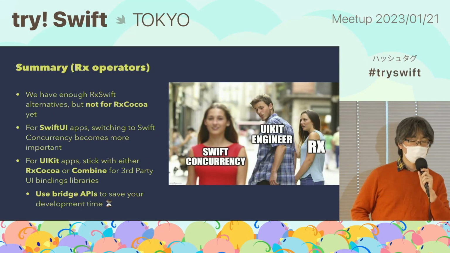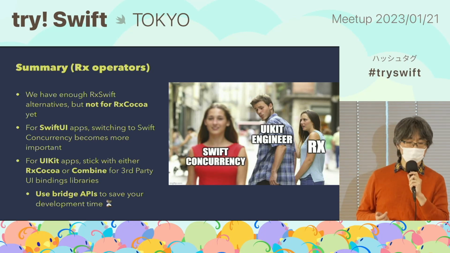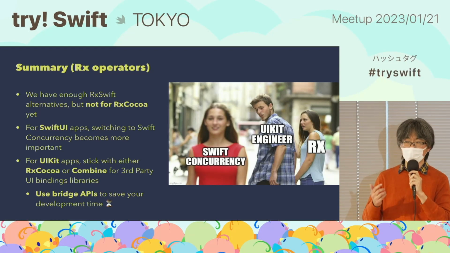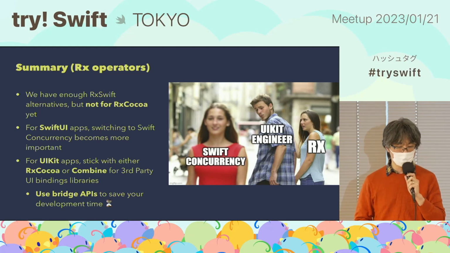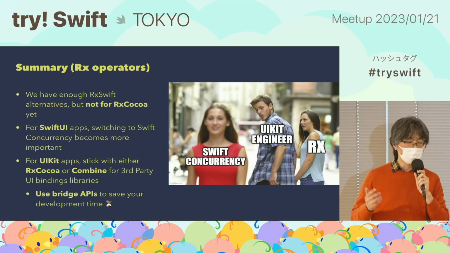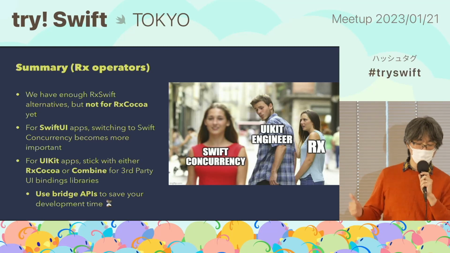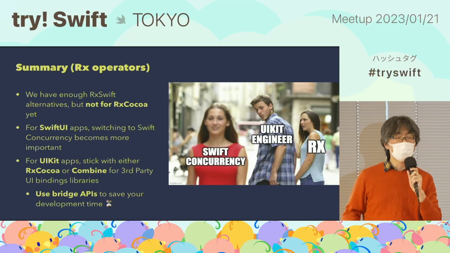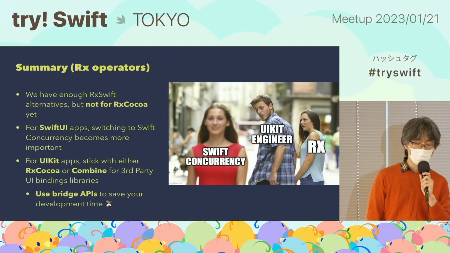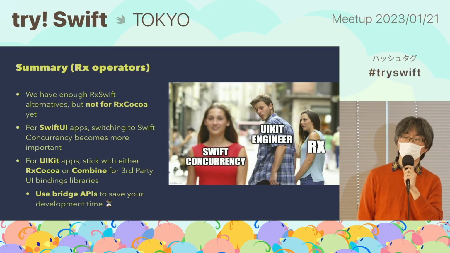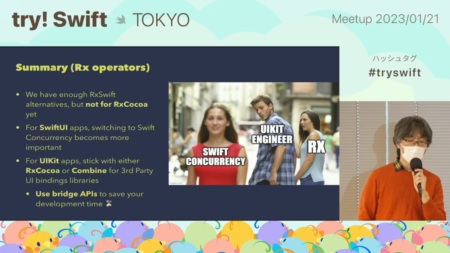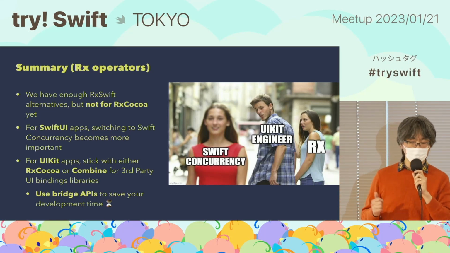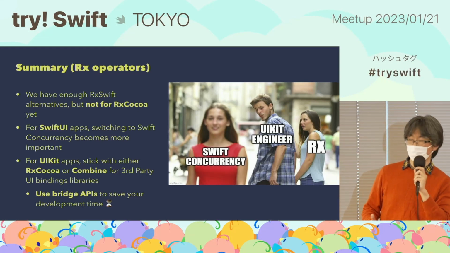So let's summarize this. As we saw with Swift Async Algorithms and third-party libraries, we have plenty of Rx Swift alternatives, but not for RxCocoa yet. This won't be a problem in SwiftUI, since we just saw the SwiftUI example is simple enough, right? But it will be a big pain for UIKit projects, and you need to reinvent RxCocoa from scratch again. We don't want to do that. So my 2 cents here is to stick with RxCocoa and use bridge APIs so that we can cover both worlds. And just don't fall in love too much with Swift concurrency if you are a UIKit engineer.